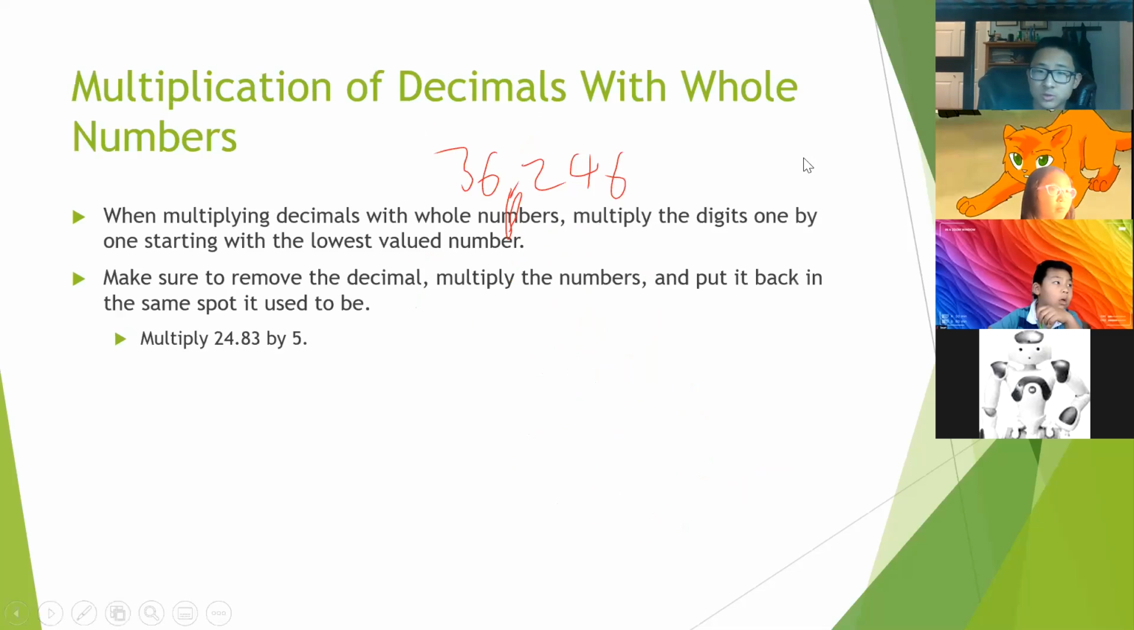All right, so multiplication of decimals with whole numbers. When multiplying decimals with whole numbers, what you should do is multiply the digits one by one, starting with the lowest value number. So it's the same thing as with whole numbers. Make sure to remove the decimal, multiply the numbers, and then put it back in the same spot where it used to be.